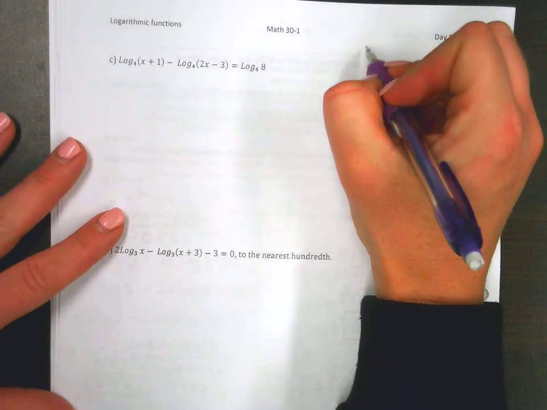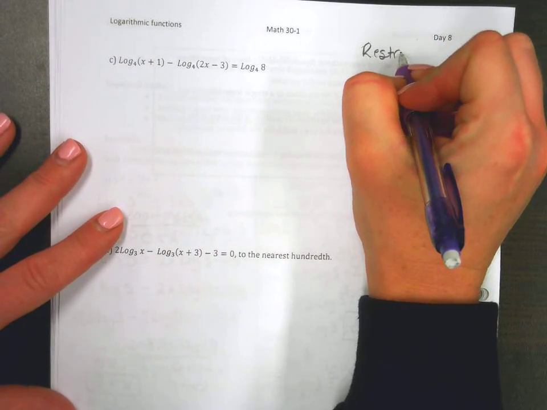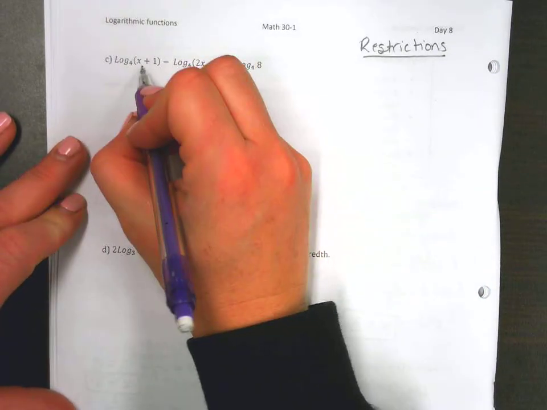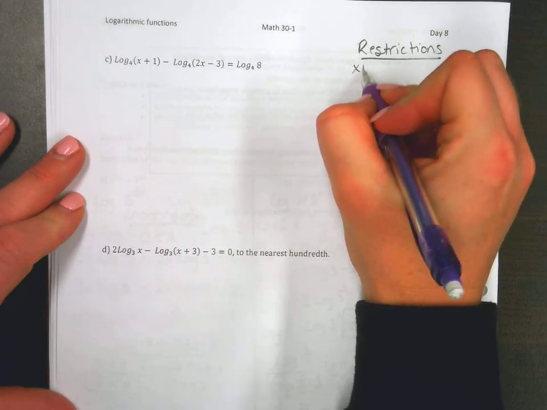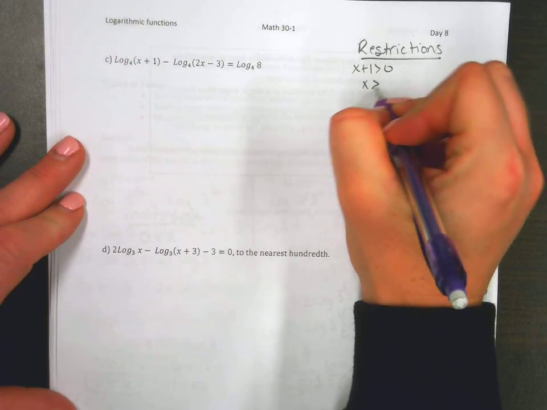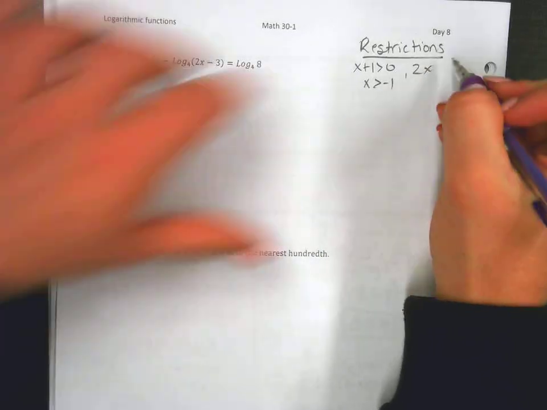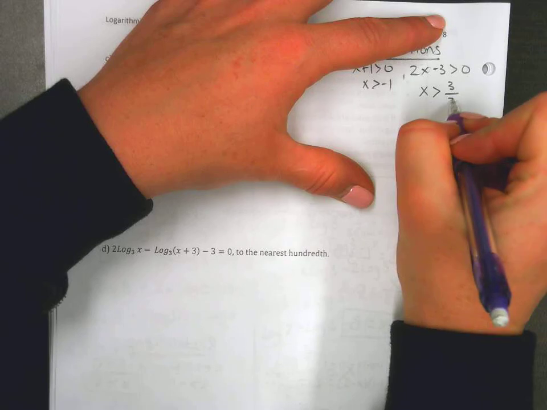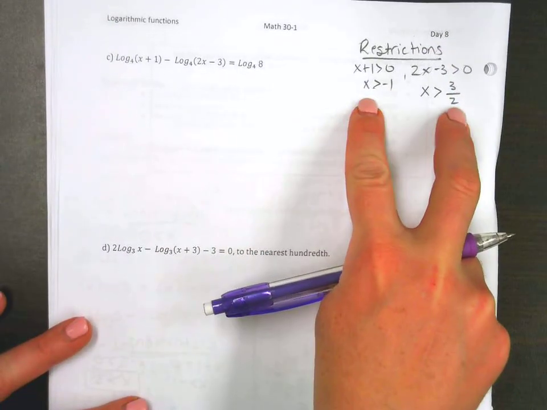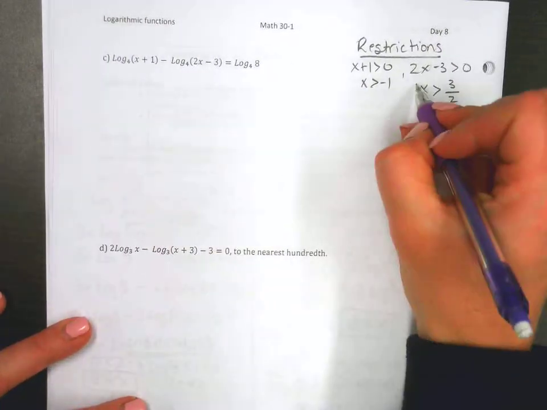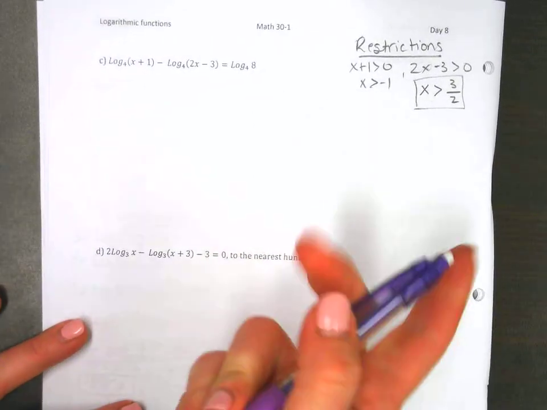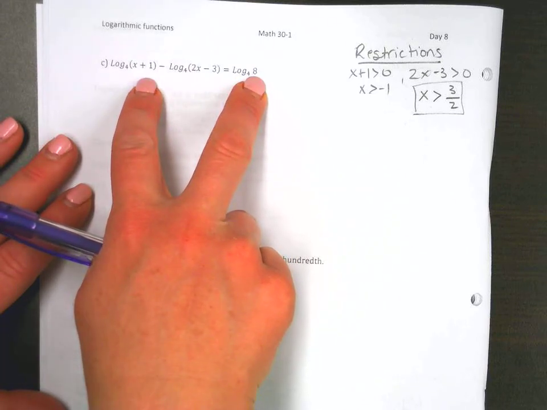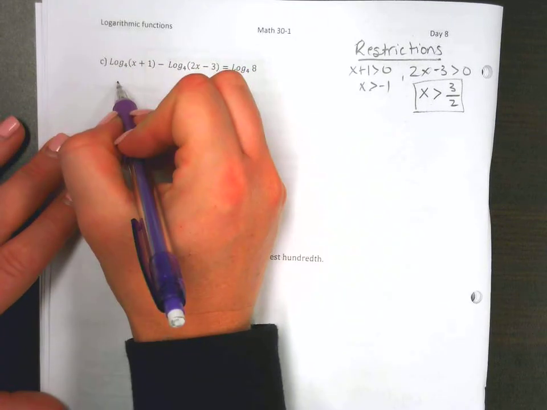x plus 1 has to be greater than 0, so x has to be greater than negative 1. And 2x minus 3 also has to be greater than 0, so x has to be greater than 3 halves. So which restriction is going to satisfy the entire equation? It's going to be this one. Okay. All right, so on both sides of the equation, we have to write this as a single logarithm of base 4. So we have log base 4 of x plus 1 over 2x minus 3 equals log base 4 of 8.